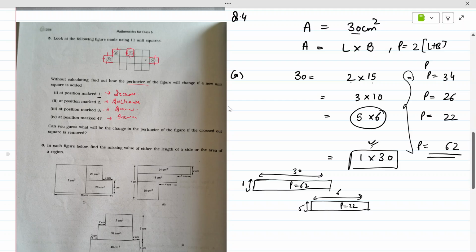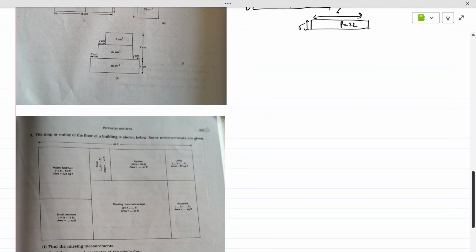Now, can you guess what will be the change in the perimeter of the figure if the cross-marked square is removed? Now, let me go to the original shape first, and what we are going to see here is that if we remove this square, this figure will now be something like this. So this is removed, right? But then this will be considered, which was not considered earlier. This is equivalent to this one, and this is also going to be considered. So that means this is going to increase the perimeter.